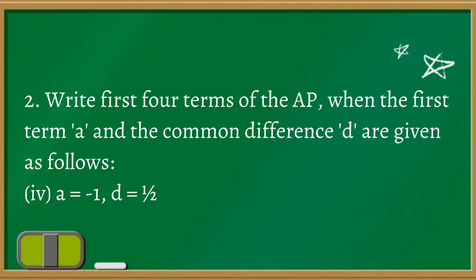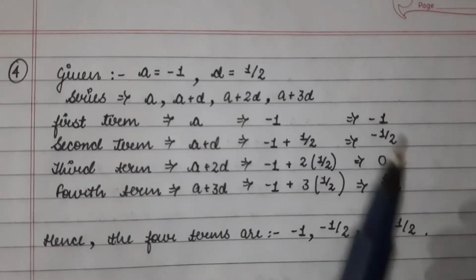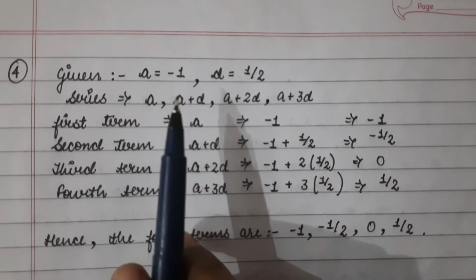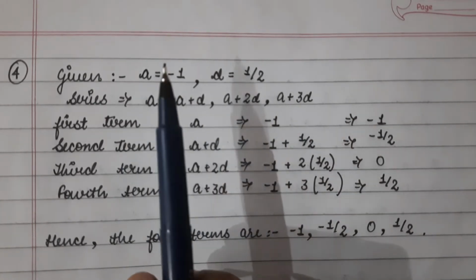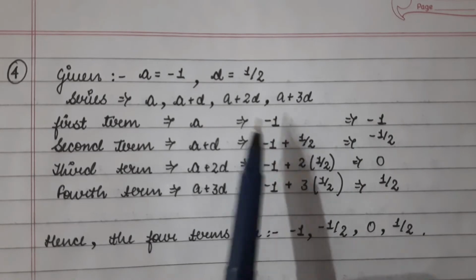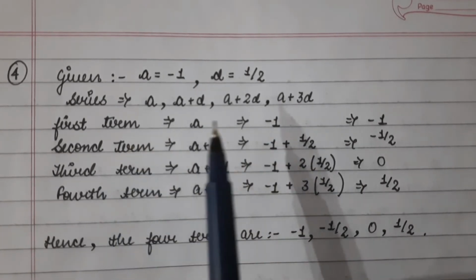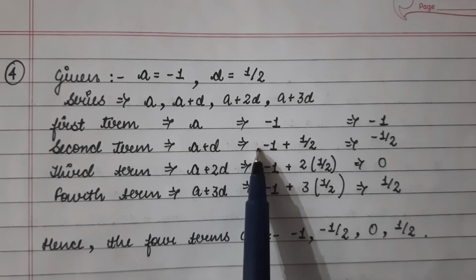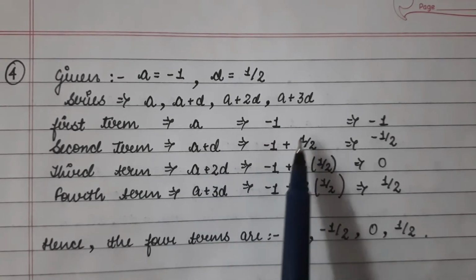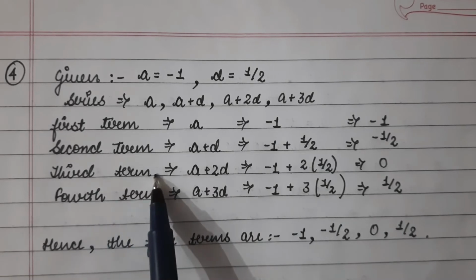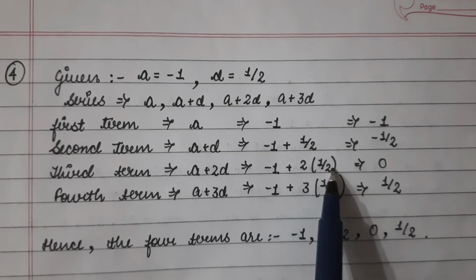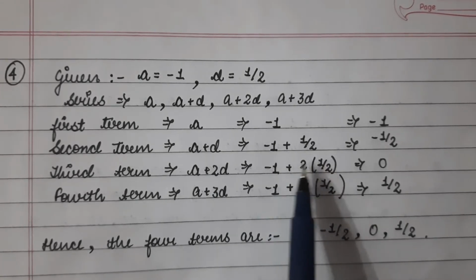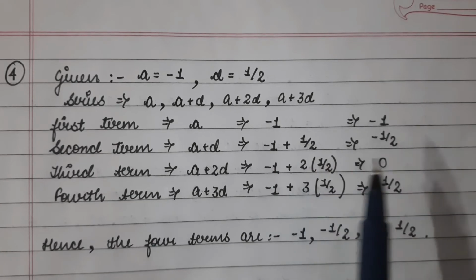Now the fourth part of the question. In the fourth part it is given that A is equal to minus 1 and D is equal to half. So like the previous question, we know that the series in AP is given as A plus D, A plus 2D and A plus 3D. The first term is A, which is given in the question as minus 1, so simply put the value. Second term is A plus D. So the value of A is minus 1 and the value of D is half. Minus 1 plus half gives you minus half. The third term is written as A plus 2D, which is equal to minus 1 plus 2 into half. 2 and 2 get cancelled, minus 1 plus 1 also gets cancelled, which will give you 0.